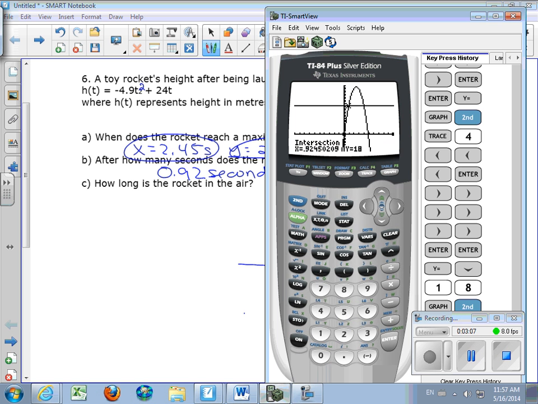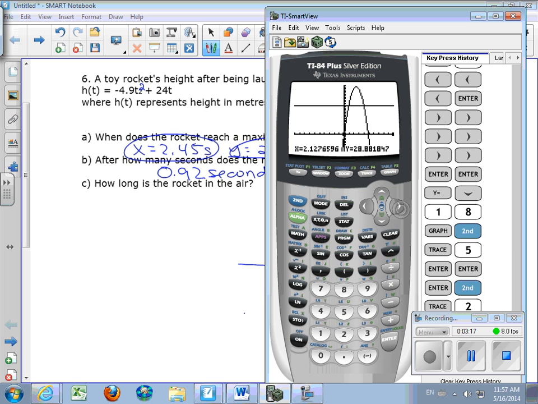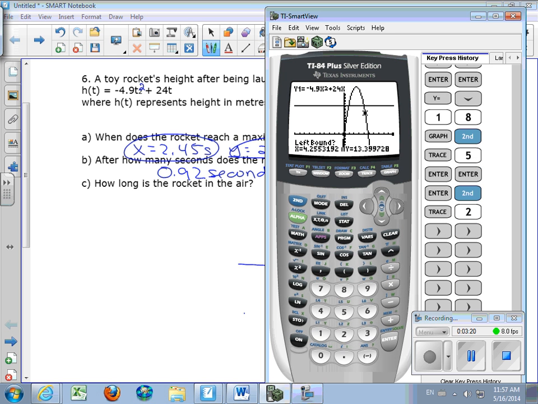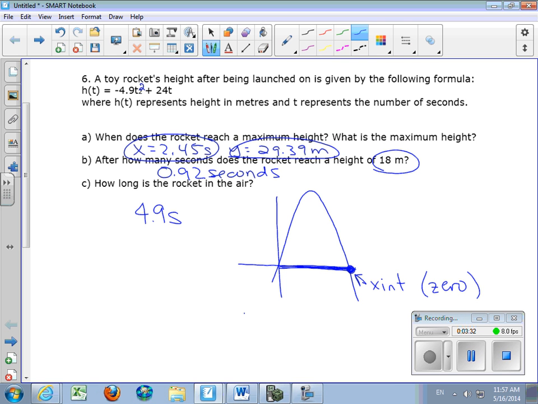So we go back here and we go second trace. This time we're going to choose number 2 for 0. And I want to calculate the 0 on the other side. So it's first asking for a left bound. So I take it to the left, I hit enter. Then it asks for a right bound, I hit enter. And I hit enter a third time. So that means that it's in the air for 4.89 or 4.9 seconds. So that's how you'd use the calculator to solve that question.